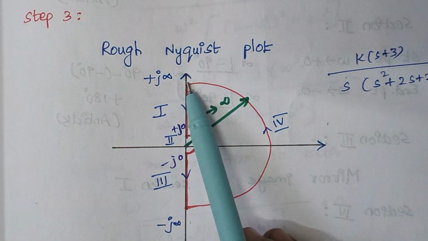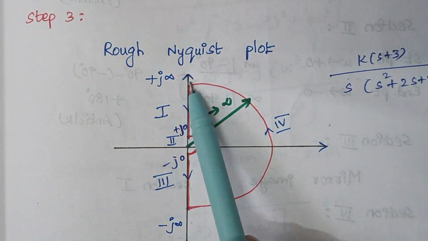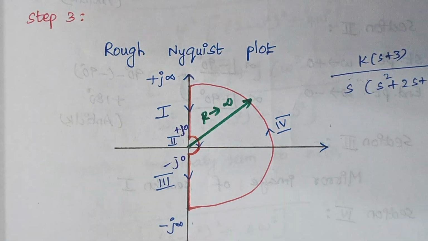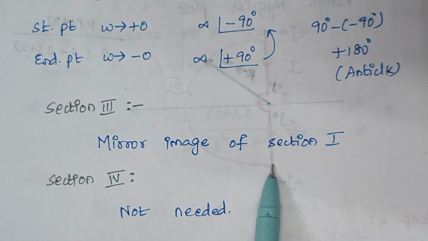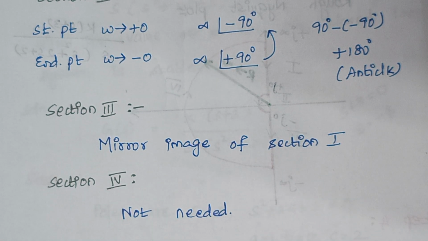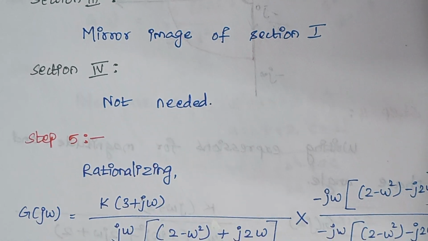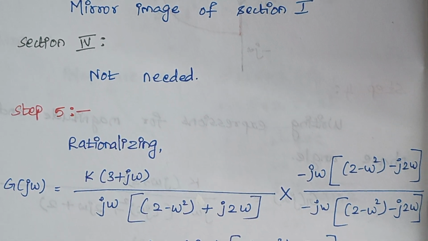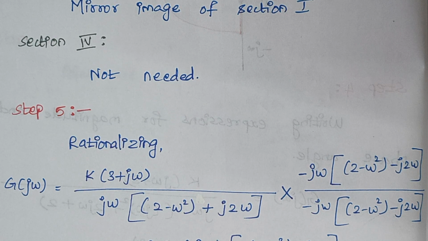You see, this is your section 1, right? And this is your section 3. So it is nothing but both are mirror images of each other. So it is a mirror image of section 1, right? And for section 4, analysis is not needed. Now, we are going to step 5, that is rationalizing. So rationalizing is nothing but here we have to introduce a negative sign. That is simply we can say that we are going to take complex conjugate.